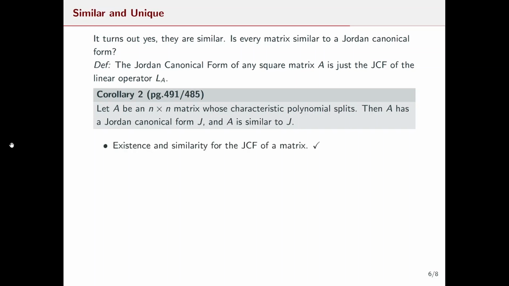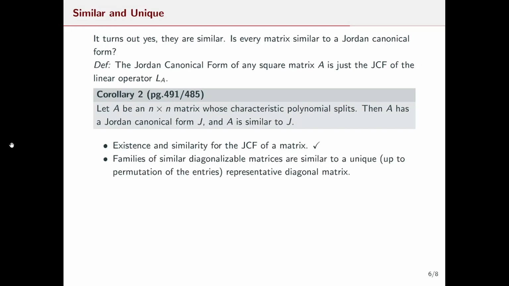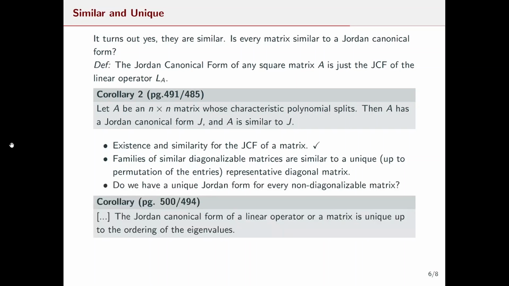So we can check off the existence and the similarity for the Jordan canonical form of a matrix. But we also know that families of similar diagonalizable matrices are similar to a unique diagonal matrix. So is there some unique representative for these families of Jordan canonical forms? And this corollary tells us that there is. The Jordan canonical form of a linear operator or a matrix is unique up to the ordering of the eigenvalues. So we also know that the Jordan canonical form is unique.